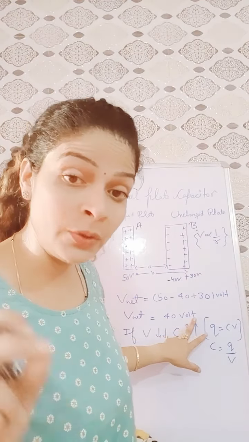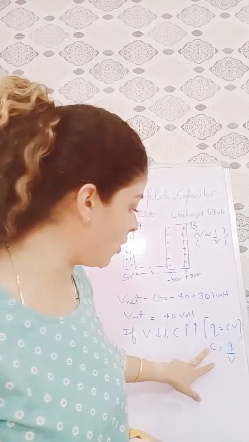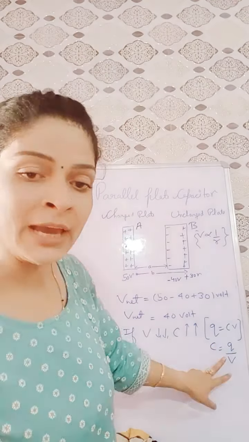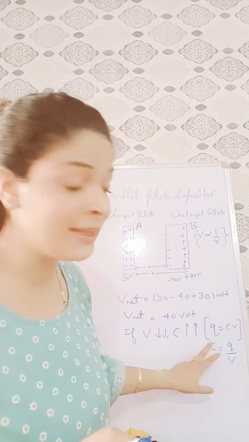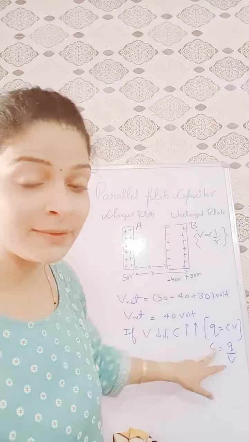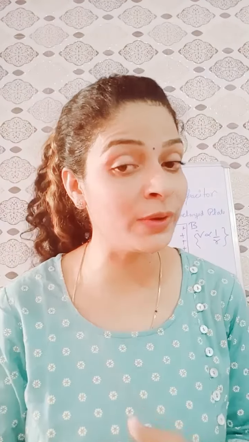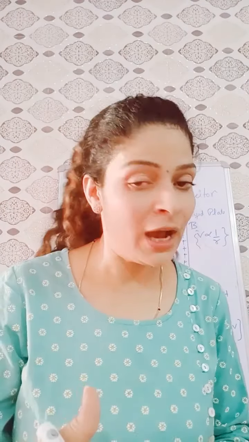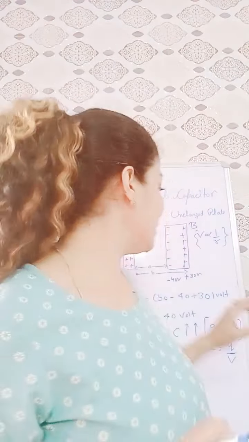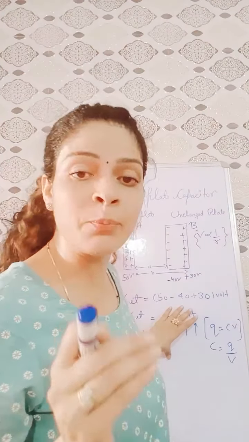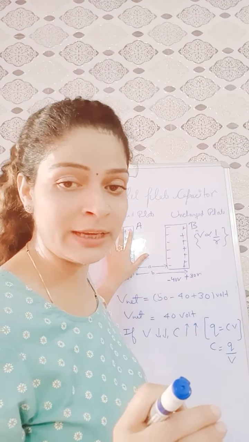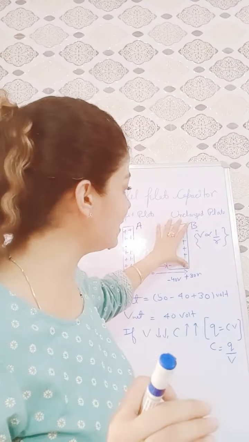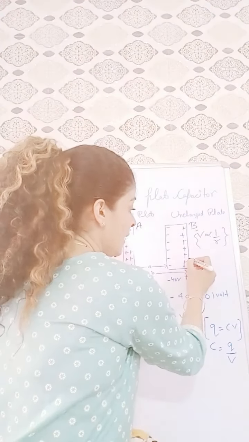Okay, and we know that Q equal to CV, or we can say C equal to Q by V. With the decrease in the potential, the capacitance increases. That means the charge storing capacity of the conductor, of any body, will increase. Okay. Now if we further want to decrease the potential of this charged plate A, then what will we do? We will connect this body B, a body, with the earth.